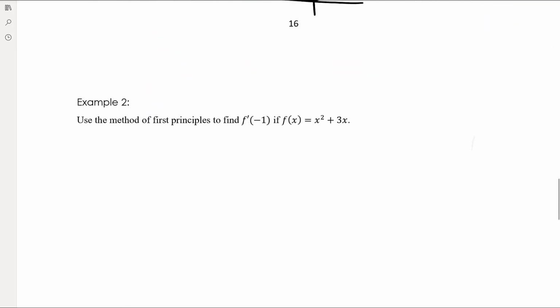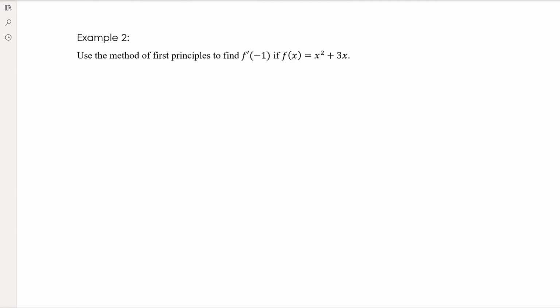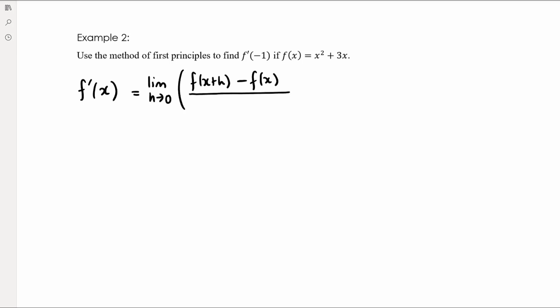All right, let's have a go at another one. Use the method of first principles to find f dash at -1 if f of x is this. Okay, so this requires us to find the derivative of f and then substitute x equals -1 into it. Okay, so f dash at x, you can actually do it straight away with the -1, but I think it helps you to understand what's happening a bit better if you always calculate the derivative first and then substitute the value in. Okay, so we know f dash at x, derivative by first principles, it's the limit as h approaches 0 of f of x plus h minus f of x all over h.